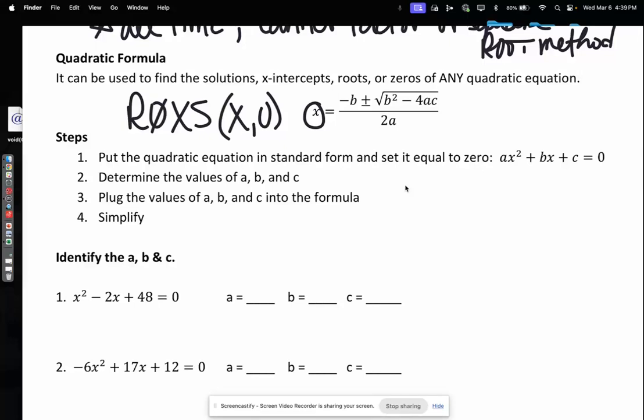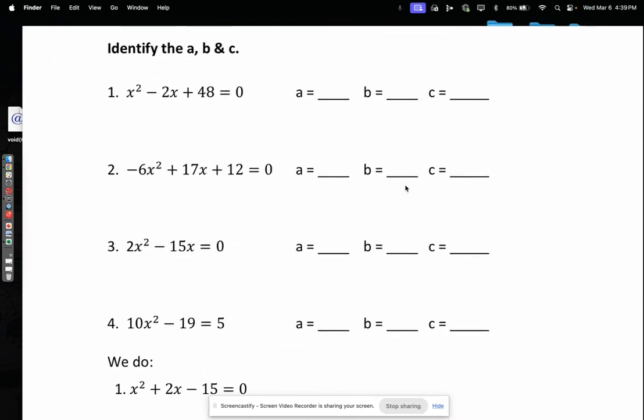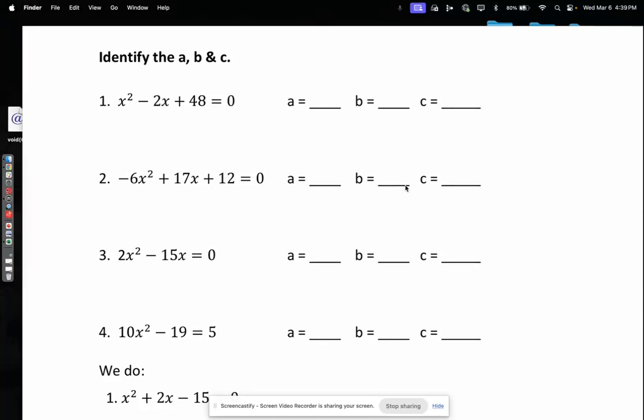Put the quadratic equation in standard form. So if it is not already equal to 0, you're going to have to do that. Find A, B, and C, put them in the formula. So just a little bit of practice. Find the A, find the B, find the C. So the A, when there's no number, it's a 1. The B is -2, C is 48, where A is always in front of x squared, B is always in front of x, and C is always that number that's by itself, the constant.